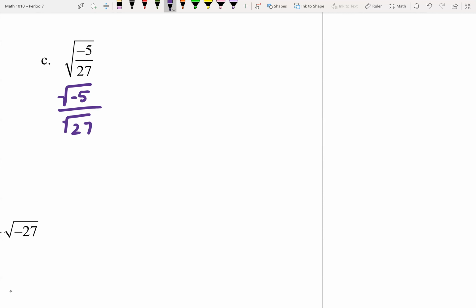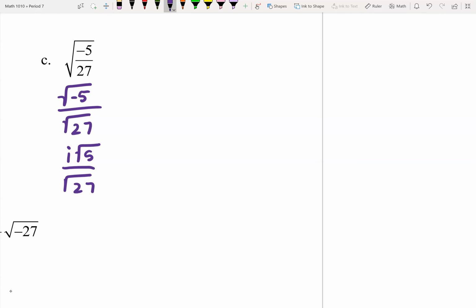Take out the negative and it's an i. So everybody go i squared of 5 over the square root of 27. Now everybody listen right here for 2 seconds. When I originally taught you this, I said simplify that square root of 27, then just multiply top and bottom by whatever's left inside the root.